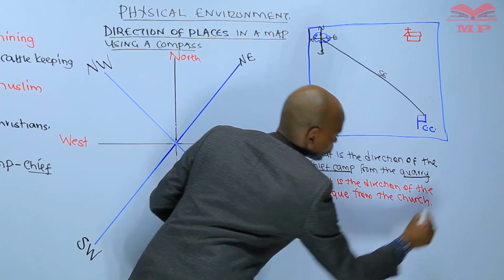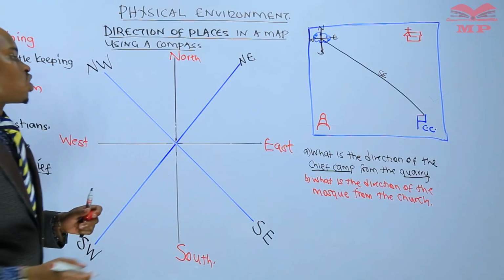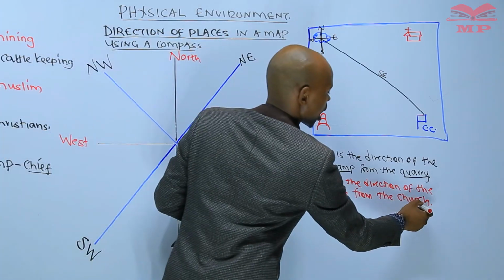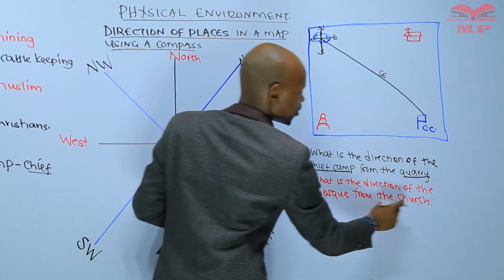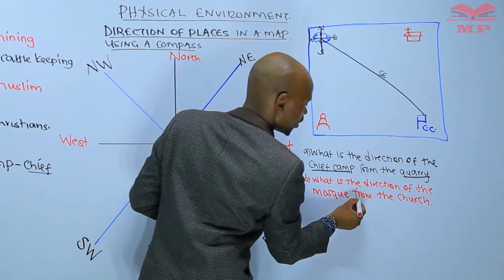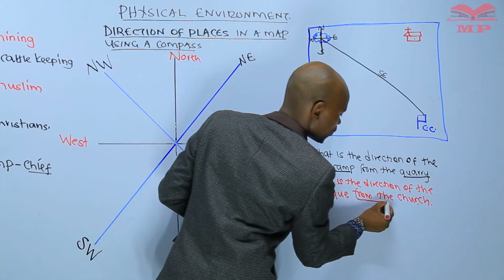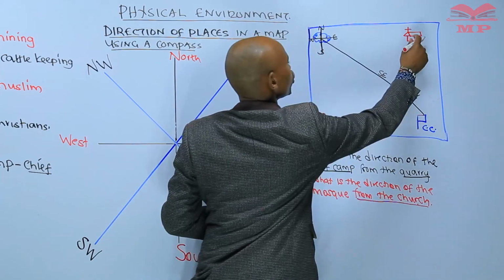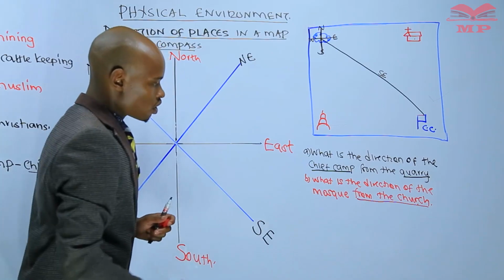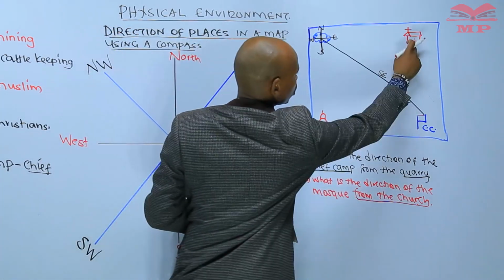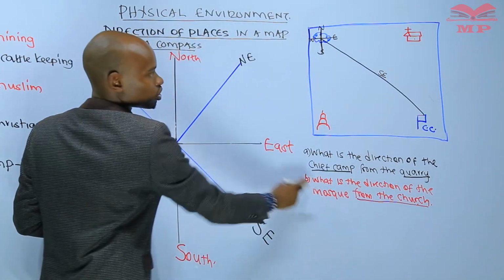Where are we? We are at the church. From the church. You can even underline the word from. From the church, we are heading to the mosque.